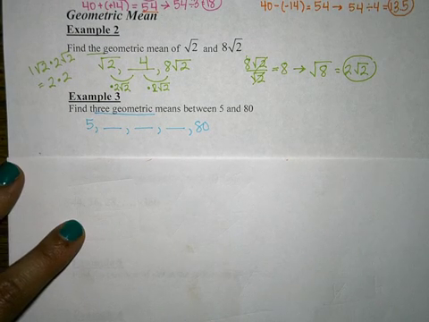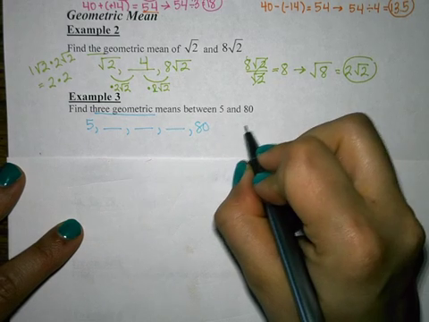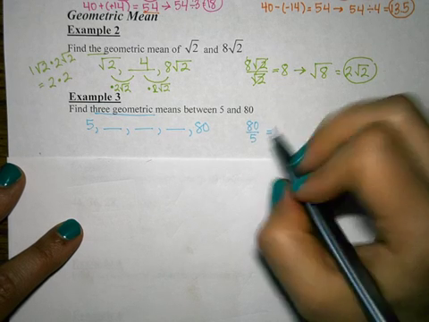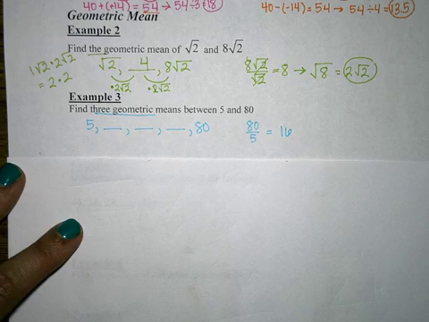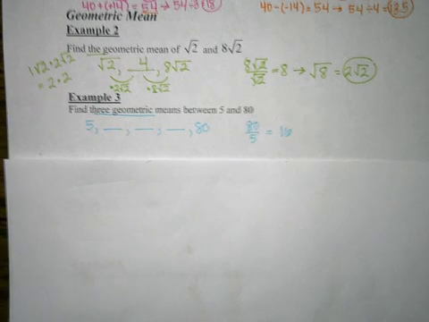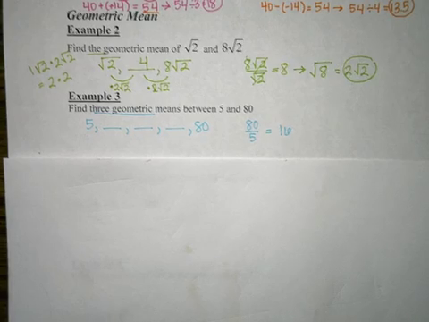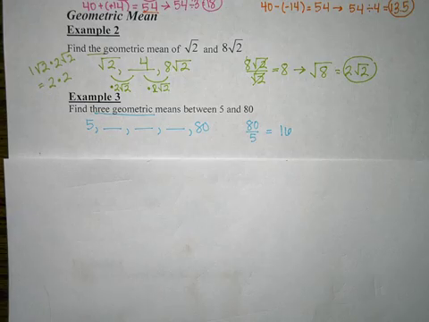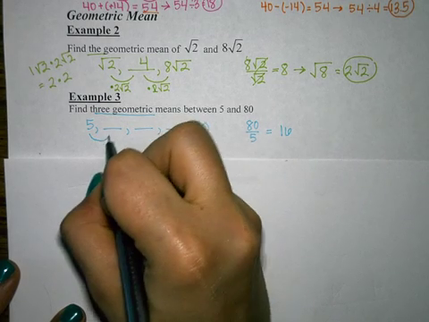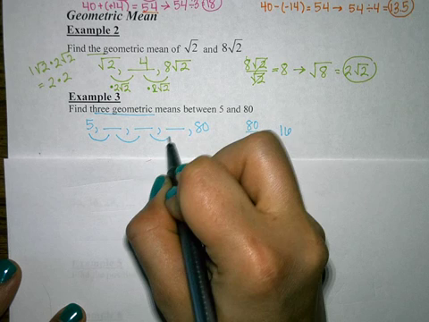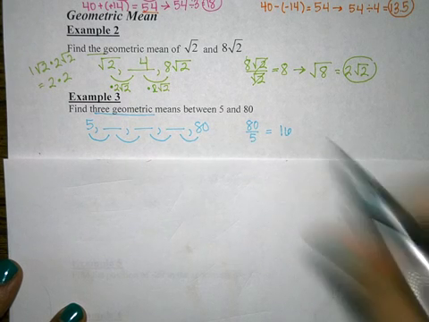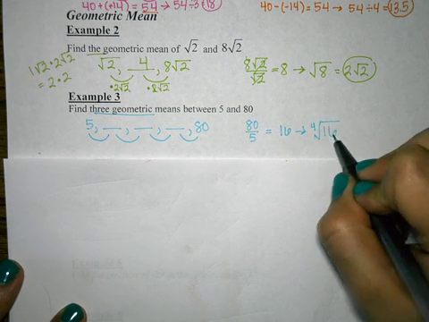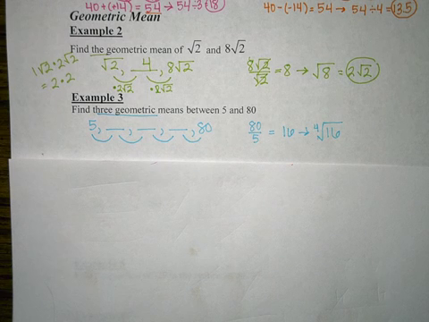So let's first determine how many numbers are in between 80 and 5. Because this is multiplication, we're going to divide. 80 divided by 5 gives me 16. Now that tells me how many numbers are in between 5 and 80 when I'm multiplying. So then I need to break that down into how many times I'm multiplying the same number. I'm going to be multiplying the same number 1, 2, 3, 4 times. So to break down that 16, I'm going to end up taking the 4th root of 16 because I'm multiplying the number 4 times. So I'm undoing that.